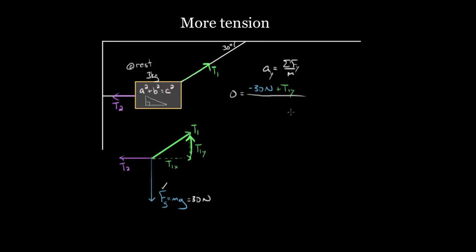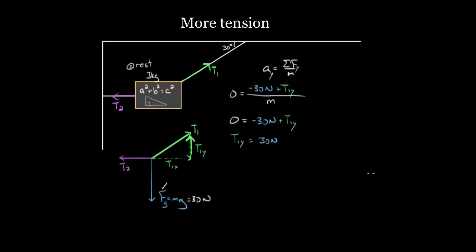So now I divide by my mass. I can multiply both sides by mass. M times 0 is still 0. I get 0 equals negative 30 newtons plus T1y. And now we have to figure out, okay, T1y has to equal what? I can solve this for T1y. I add 30 to both sides. I'm going to get T1y equals positive 30 newtons.